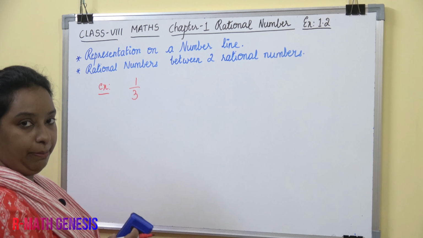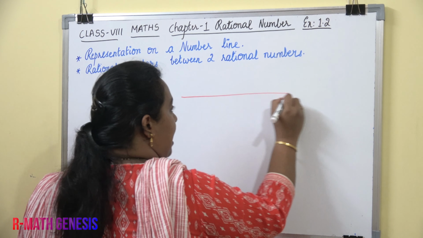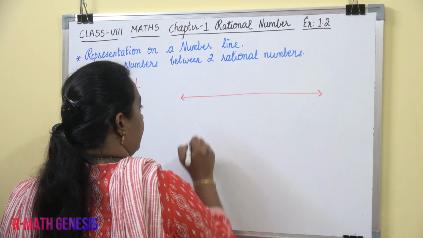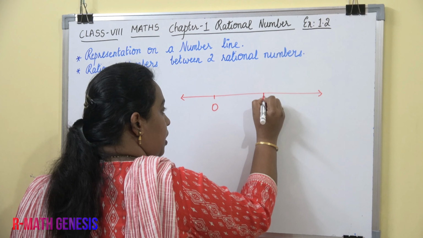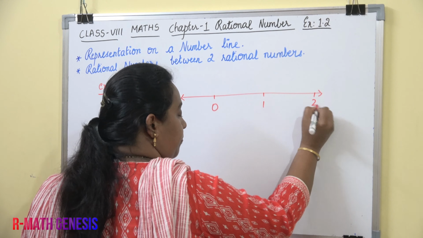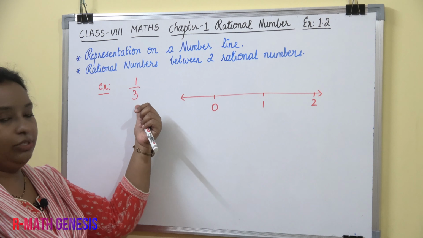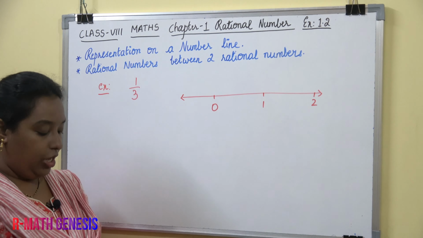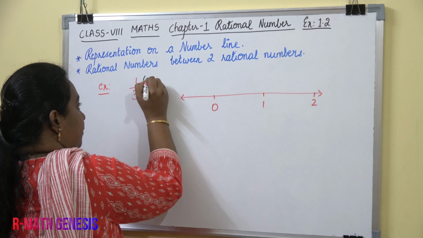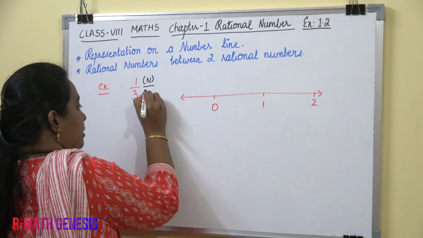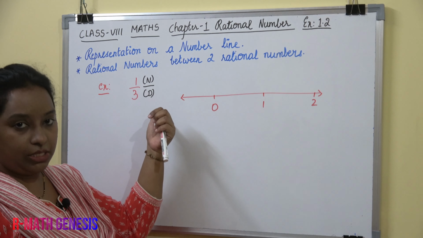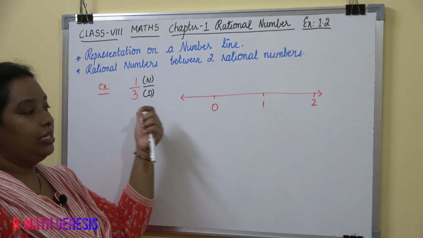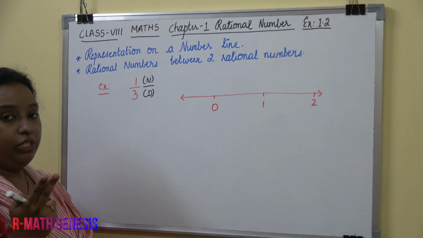for example, if you want to represent 1/3 on a number line, so if we take this as our number line, in our number line we have negative numbers as well as positive numbers. Randomly I am just marking the points. Now we have to represent this on a number line. In rational numbers we have a numerator as well as a denominator, right? So when we have a numerator as well as a denominator, to represent a rational number on a number line, we need to check for two conditions.